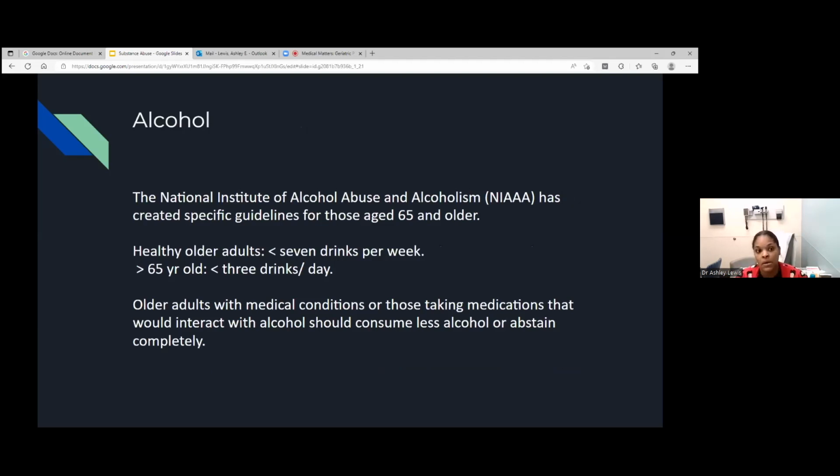So when talking about alcohol, we have the National Institute of Alcohol Abuse and Alcoholism, and they have created some guidelines for those who are 65 years and older. So if you're a healthy older adult, the recommendation is for less than 7 drinks per week. And if you're older than 65 years, the recommendation is less than 3 drinks per day. So older adults with medical conditions or those taking medications that would interact with alcohol should consume less alcohol or abstain completely.